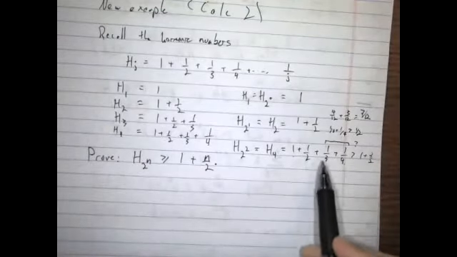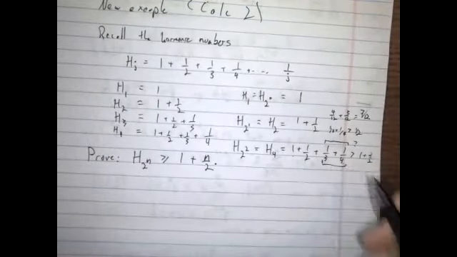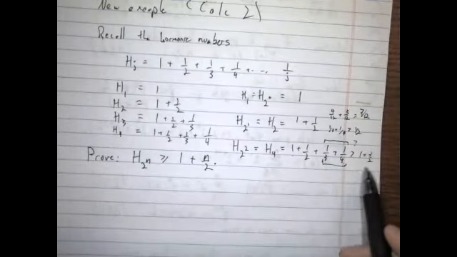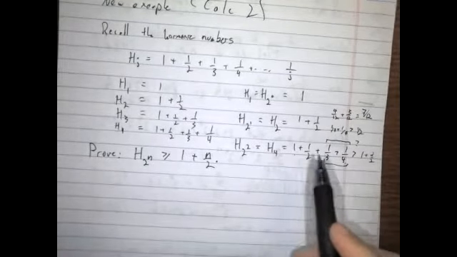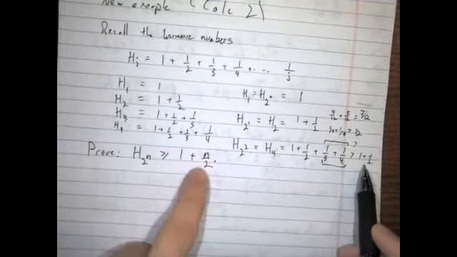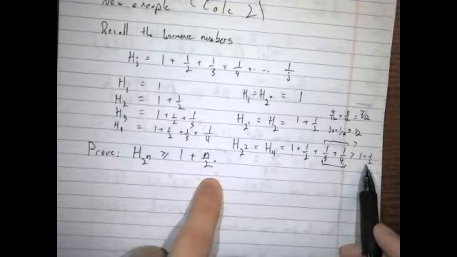Right. So I'm looking at this tail right here, and I'm saying, look, this tail is greater than 1/2. And all that I wanted is 1 plus 1/2 plus 1/2, right? That's what this number is, 1 plus 1/2 plus another 1/2.